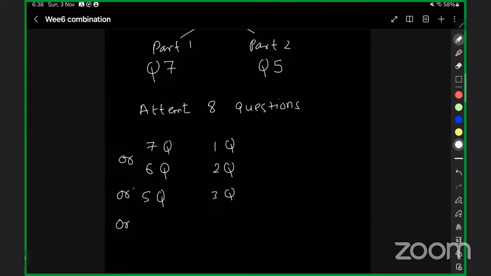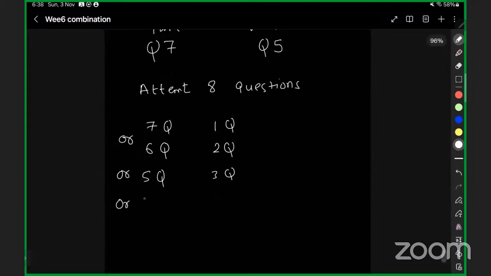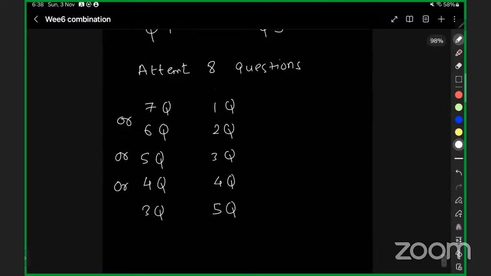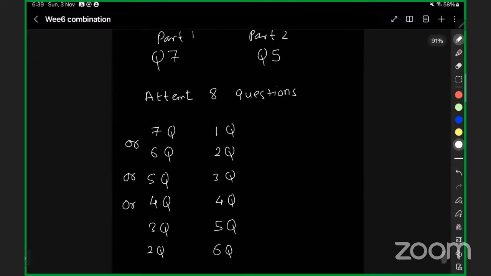Or 4 questions here and 4 questions there, or 3 questions here and let's say 5 questions there, right? So in part two, can he do 2 questions here and 6 questions there? No, right? Because maximum 5 questions are there. So all these possibilities are there which we wrote, and he can go with this way or this way or this way.